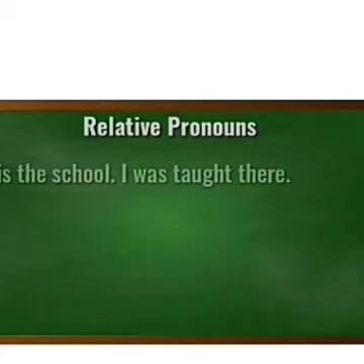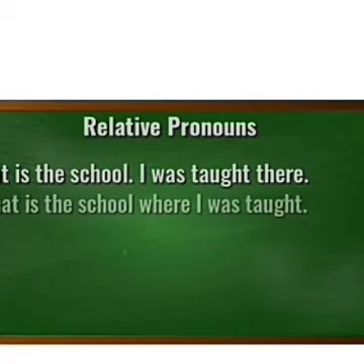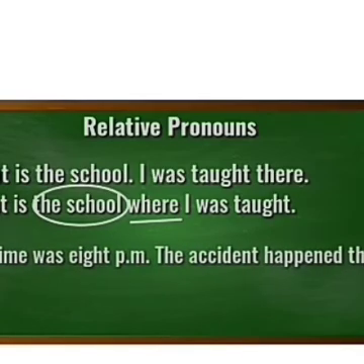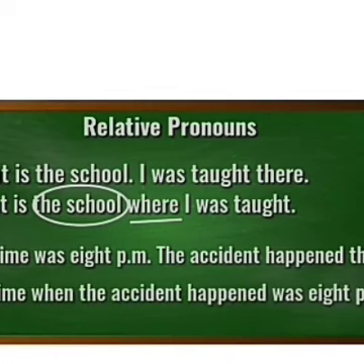Now you can use relative pronouns like who, which, that. That is the school. I was taught there. Join the two sentences by using a relative pronoun. That is the school where I was taught. Where stands for the school, so "where" stands for the place. The time was 8 p.m. The accident happened then. The time when the accident happened was 8 p.m. "When" is showing you the time. So "when" relates to time.